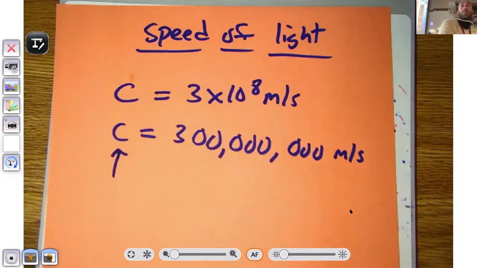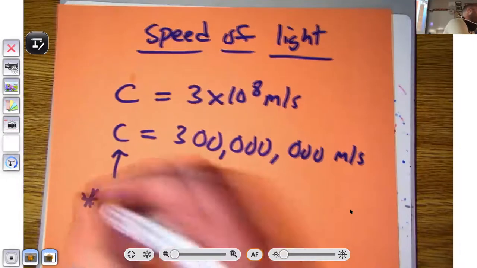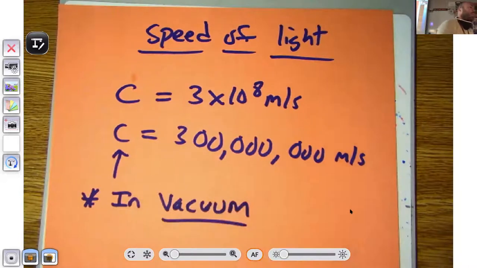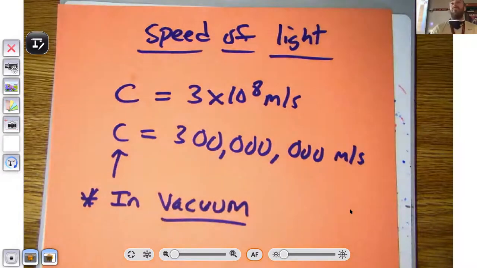Now, there's a stipulation with this, though. This is the speed when light is traveling in a vacuum. What does that mean? If our light wave is traveling in a vacuum, if someone were to define that in layman's terms, what's a vacuum? And I'm not talking about a vacuum cleaner. I'm not saying that this is the speed of light when it is traveling through your Dirt Devil. There you go. Space, basically the absence of everything.